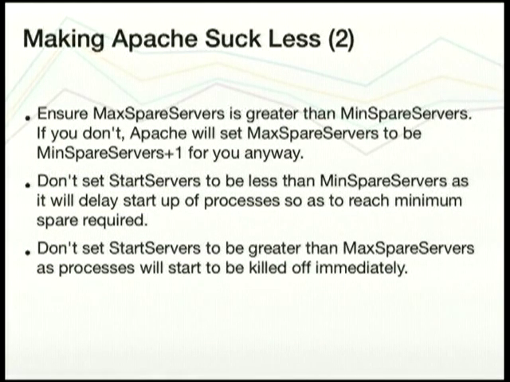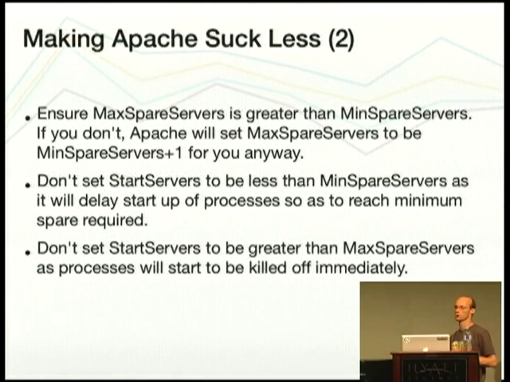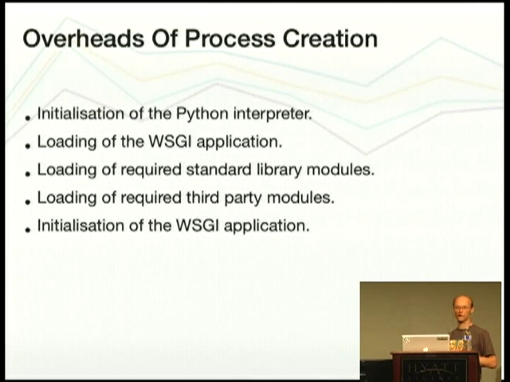To avoid such delayed process creation or immediate killing off of processes on startup, you should ensure that the value of start servers is bounded by the min spare servers and max spare servers. Why do we care about unnecessary process creation? After all, aren't the processes just a fork of the Apache parent process and so cheap to create?